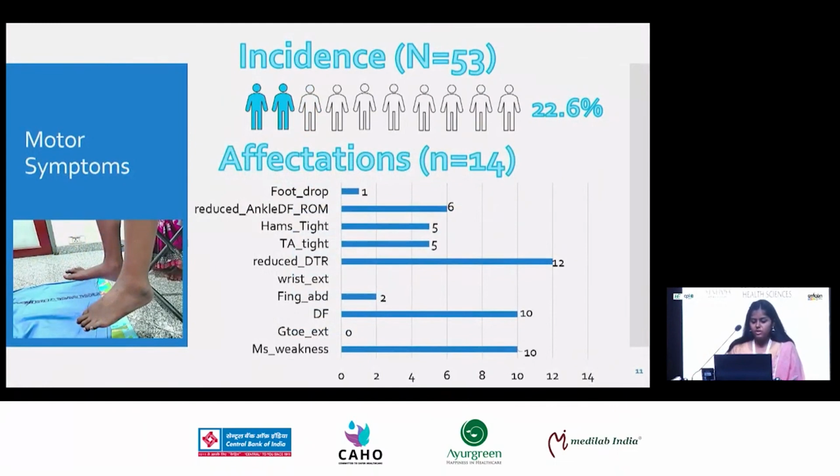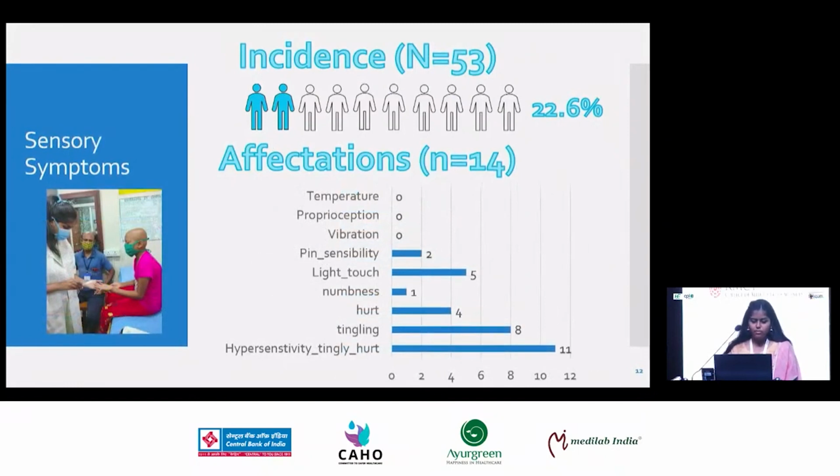So the incidence of motor symptoms was 22.6%. 10 patients had muscle weakness, all of whom had weakness of dorsiflexors and finger abductors. Reduced DTR was observed in all patients with motor symptoms. TA tightness and hamstring tightness were noted in 5 patients each. Reduced ankle range of motion was observed in 6 patients, and 1 patient had foot drop.